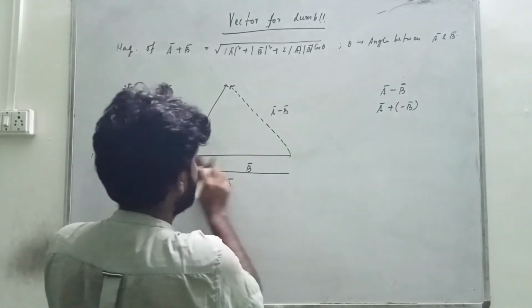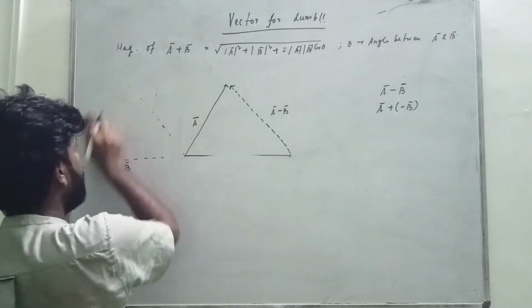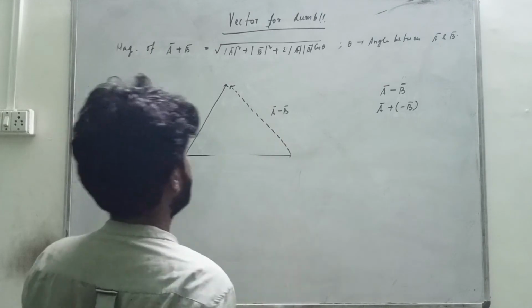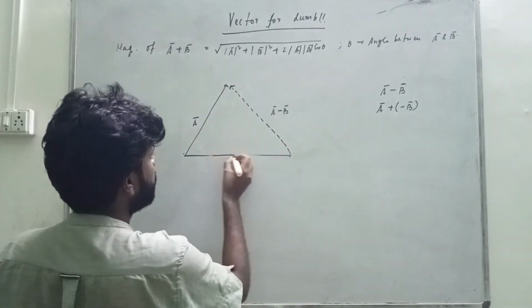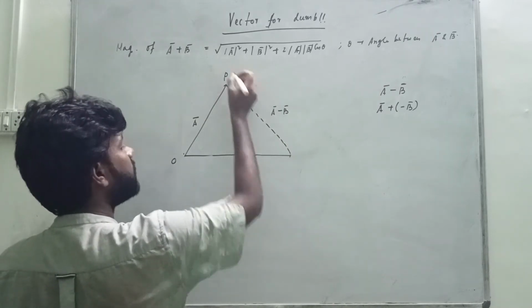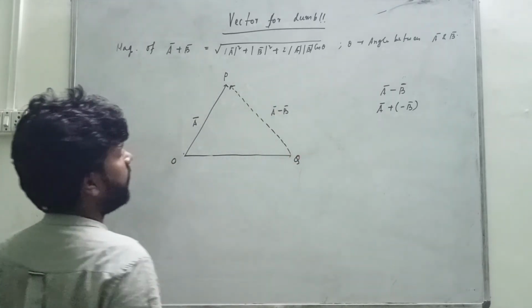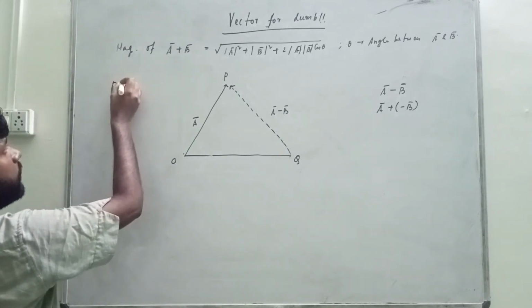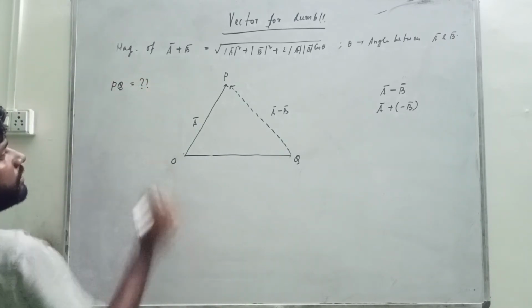So erase all of this from here, and I want to calculate the length of this A minus B. So just name it somehow: O, P is A, Q is B, and I want to calculate what will be the length of PQ.